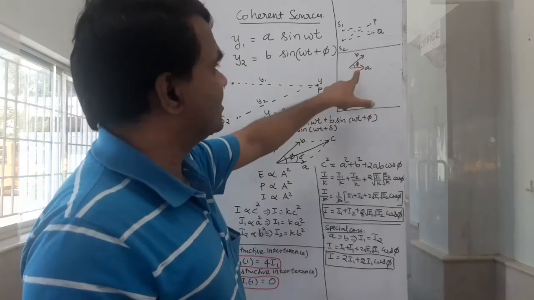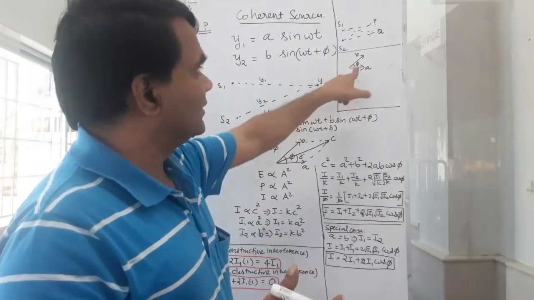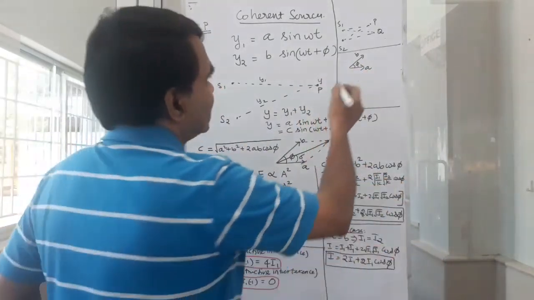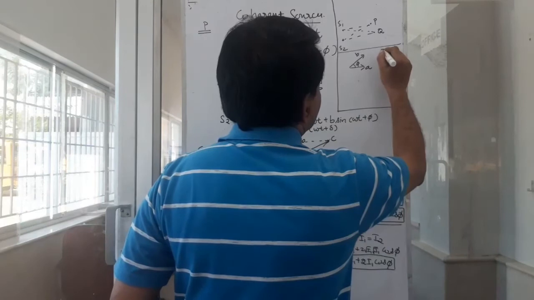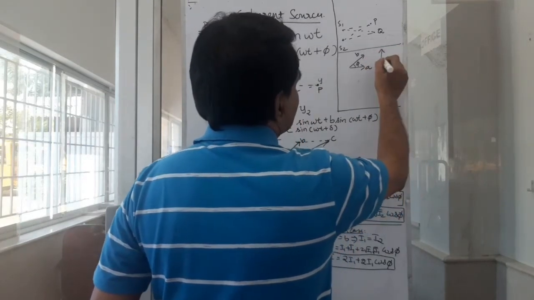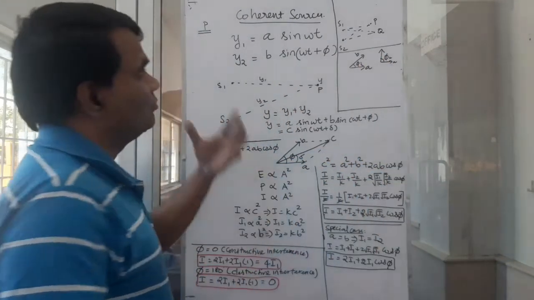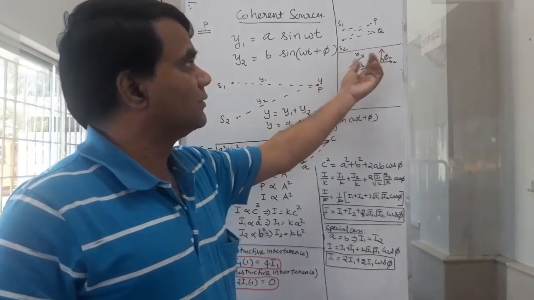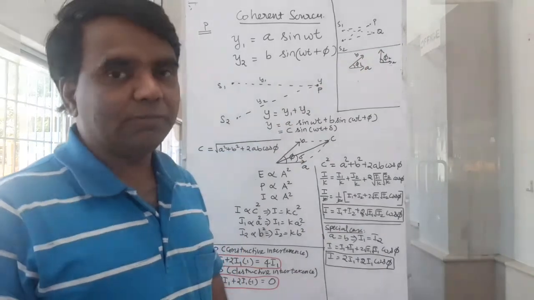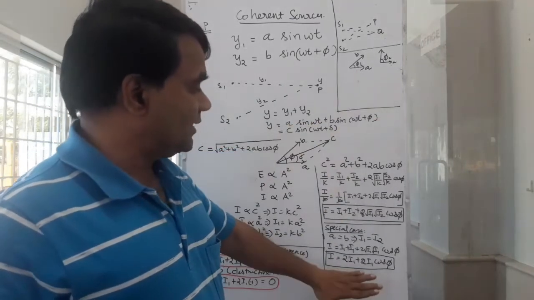When the instant changes, this phase angle would not be maintained. At some other time, you may have something like this. This could be V and this could be A. So you can see this could be phase 1 and this could be phase 2, something like that. So you notice that this is changing.